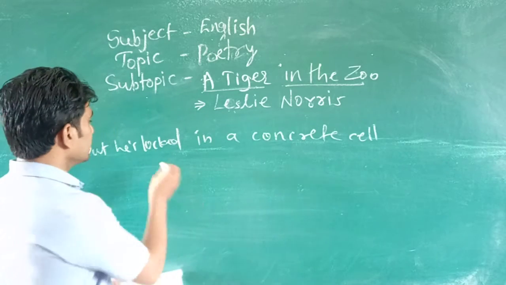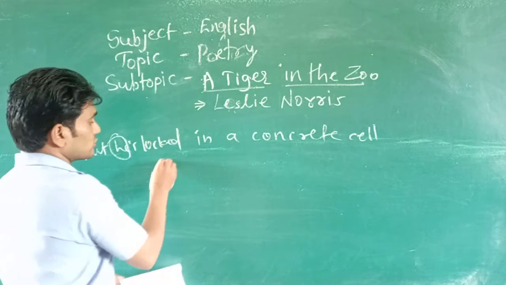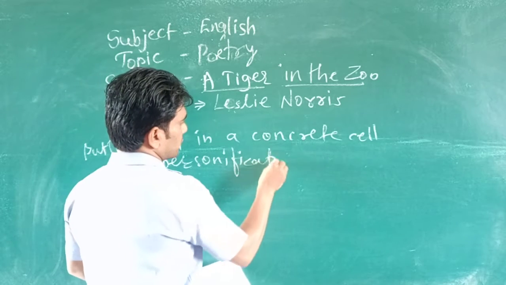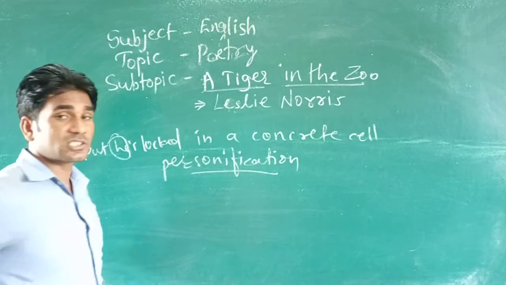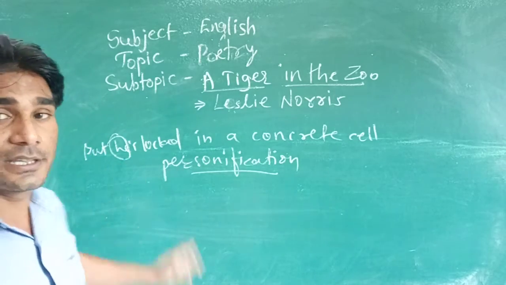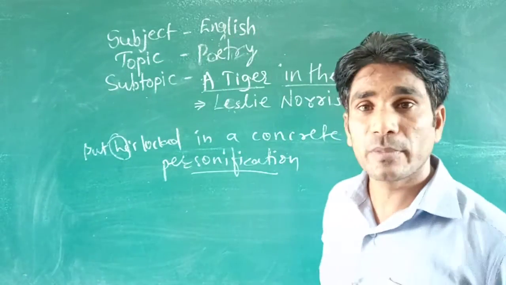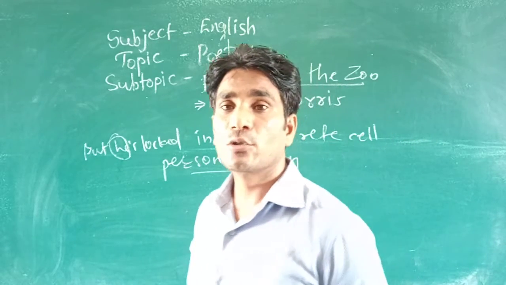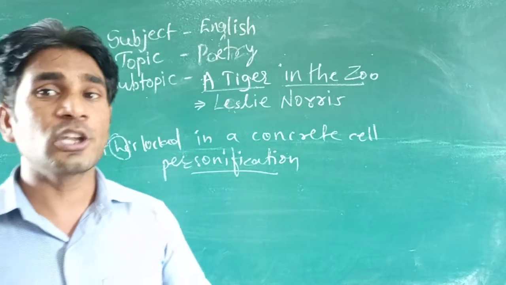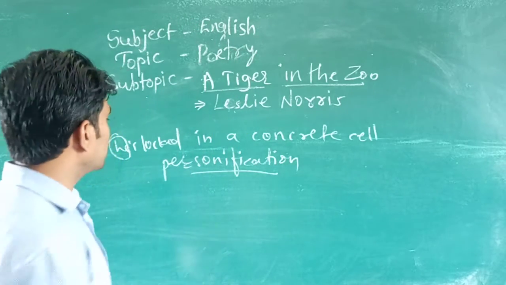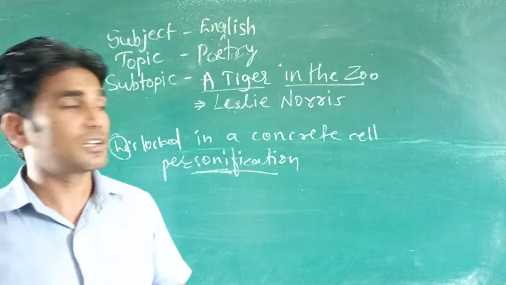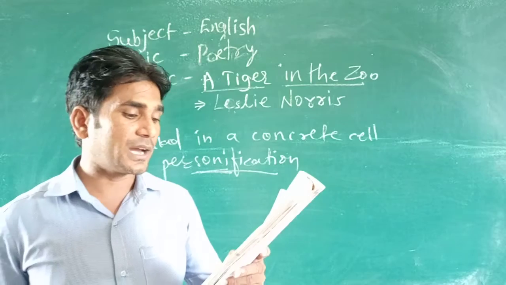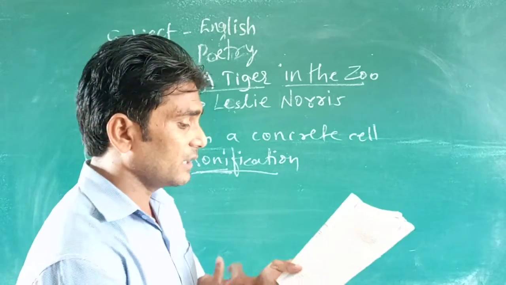Okay, so look at here. He, personification is there as he. The pronoun used for human being is used here to non-human being, that is tiger, and that's why here it is personification. Okay, personification.